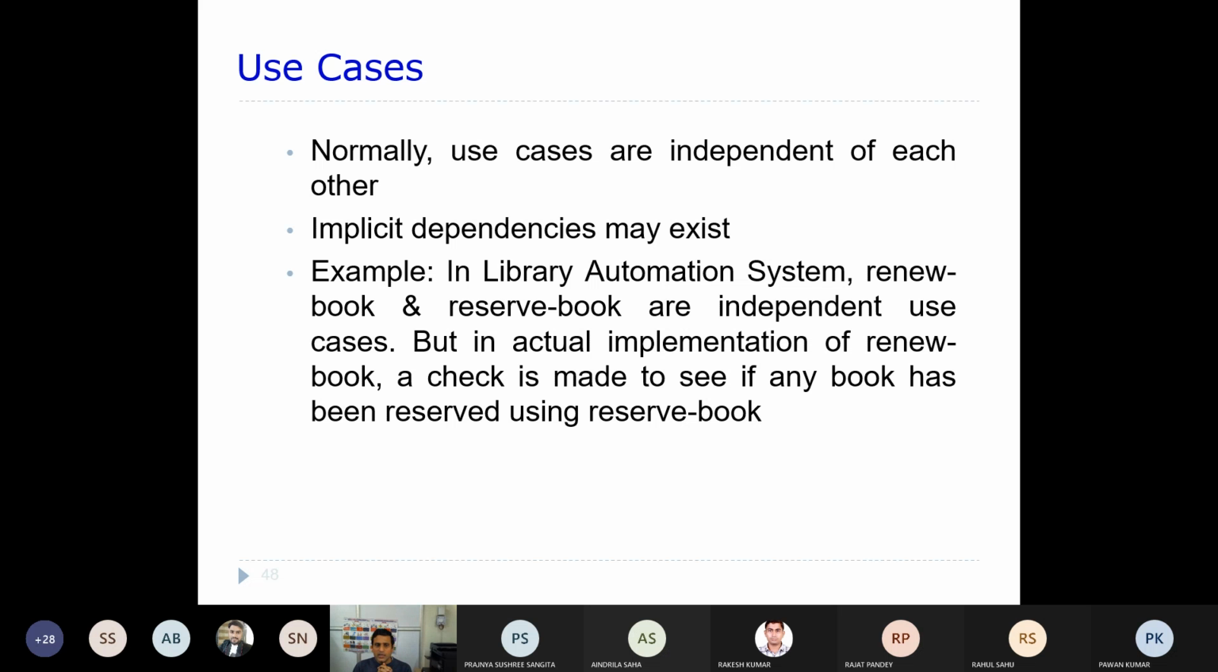So you understand now. Sometimes you will have implicit dependencies also, right? Before you renew a book, you will see whether the book is reserved or not. That means this use case will actually be dependent on the reserve book use case.